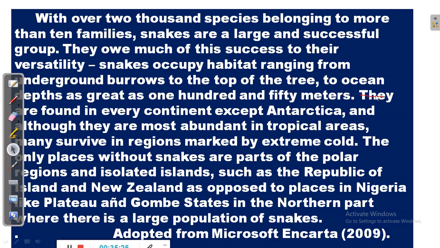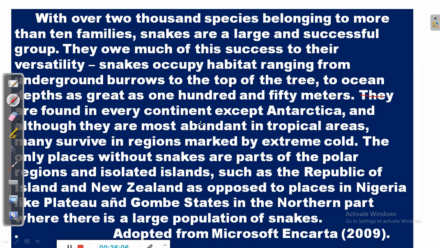Okay, so let's see. They are found in every continent except Antarctica. So you can see, although they are most abundant in tropical areas, many survive in regions marked by extreme cold. The only places without snakes are parts of the polar regions and isolated islands. So you can see they are talking of parts, which means if some parts of the polar regions are without snakes, then of course some parts may have. So that's why we eliminated the option.